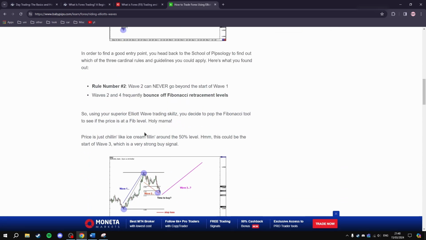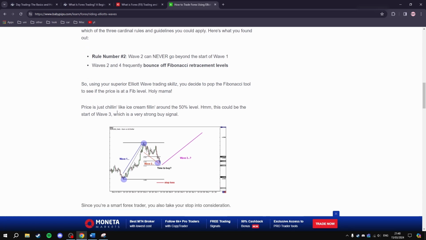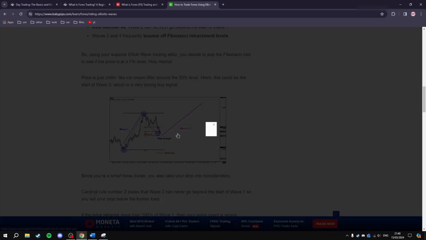So using your superior Elliott wave trading skills, you decide to pop the Fibonacci tool and see if the price is at a fib level. Holy mama. Price is just chilling like ice cream filling around the 50% level. This could be the start of wave 3, which is a very strong buy signal.